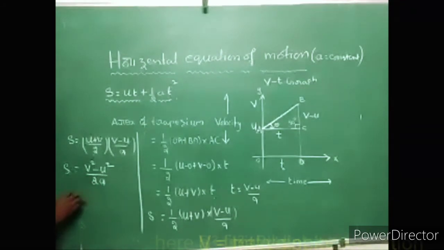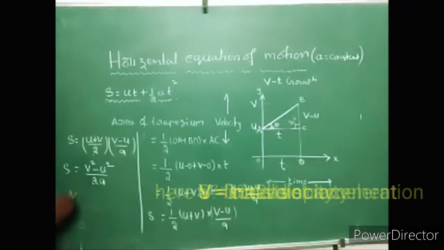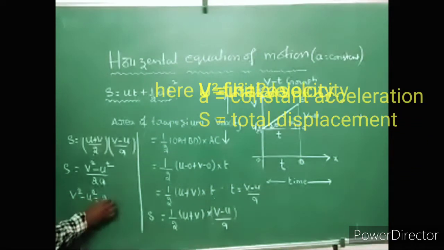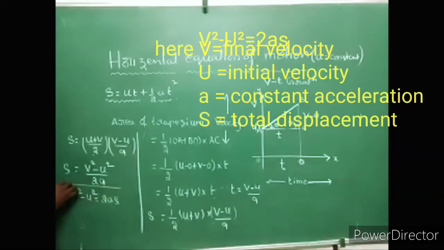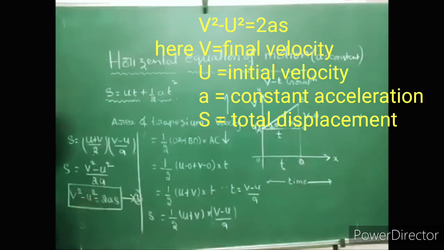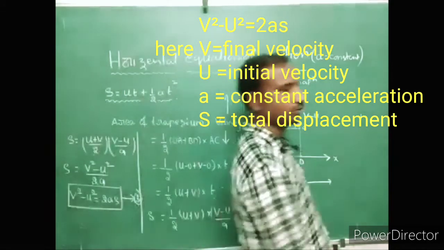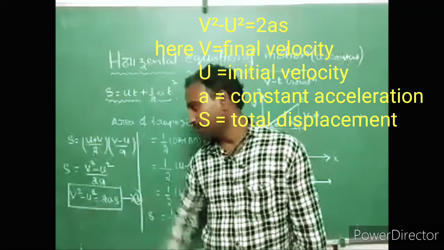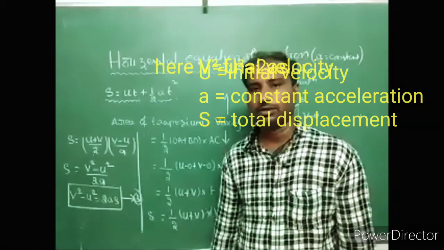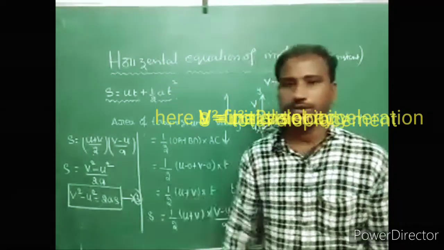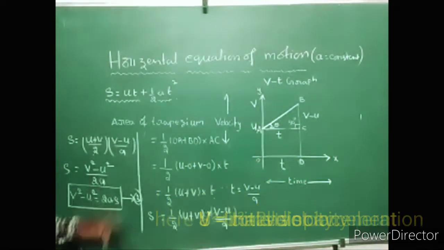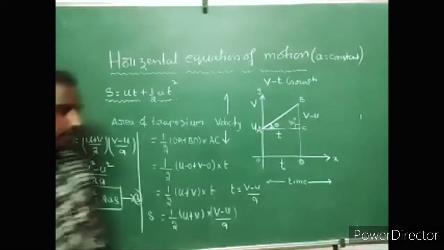Now we apply cross multiplication, then we get the third equation of motion: V square minus U square equals 2AS. It represents the third equation of motion. Here V represents final velocity, U represents initial velocity, A represents constant acceleration, and S represents displacement. So this equation is the third equation. Any doubt?